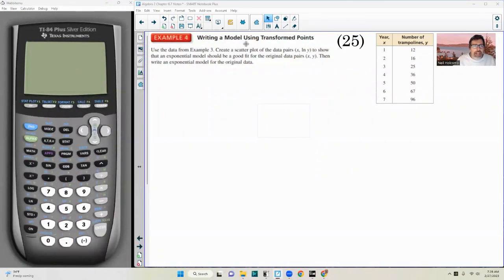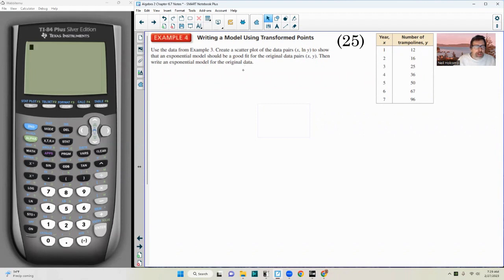Okay, example 4 is writing a model using transform points. Okay, so it says use the data from example 3. So I brought that data in. If you don't remember, that was the trampoline company, the store that sold trampolines for 7 years and how many trampolines they sold. So there's the data set from example 3. And they want us to create a scatter plot from the data pairs, but they want us to do x comma the natural log y to show that an exponential model should be a good fit for the original data pair x comma y. These are original data set x comma y.